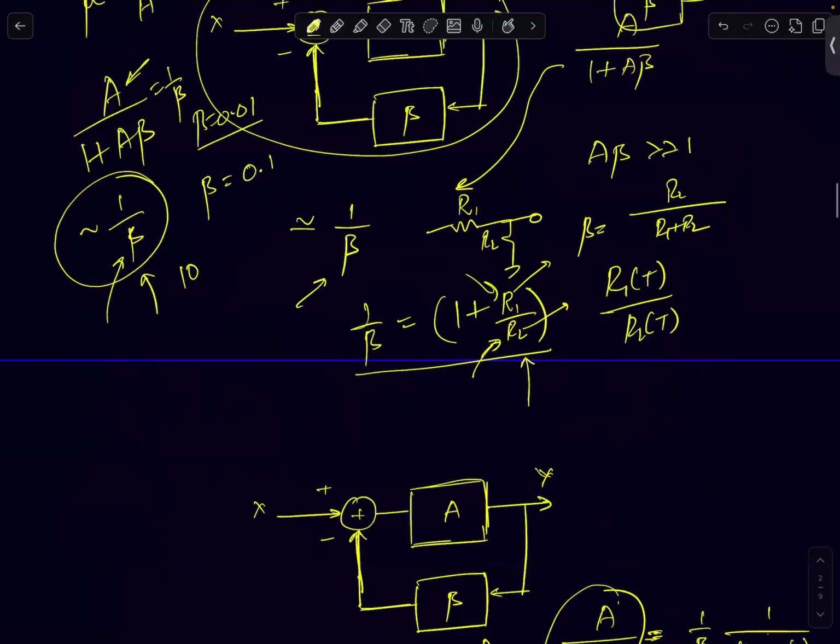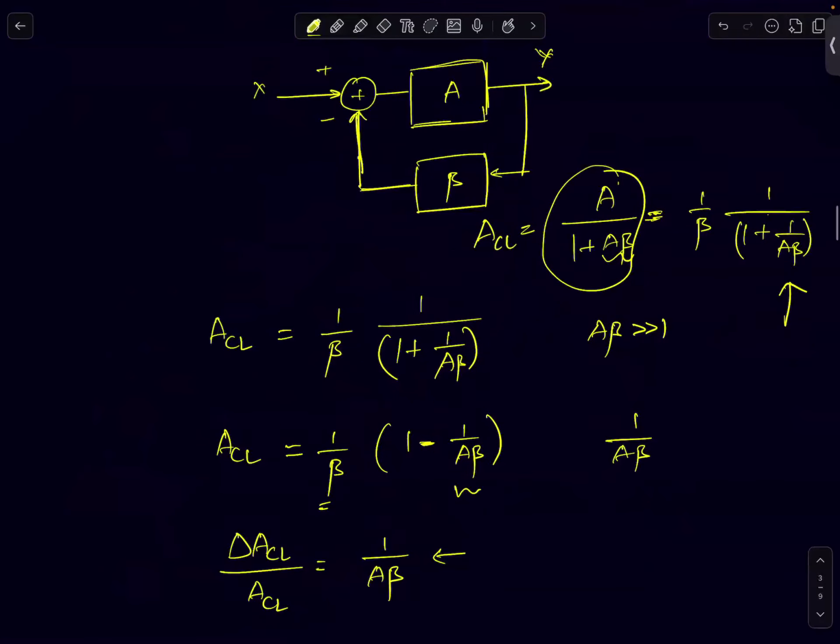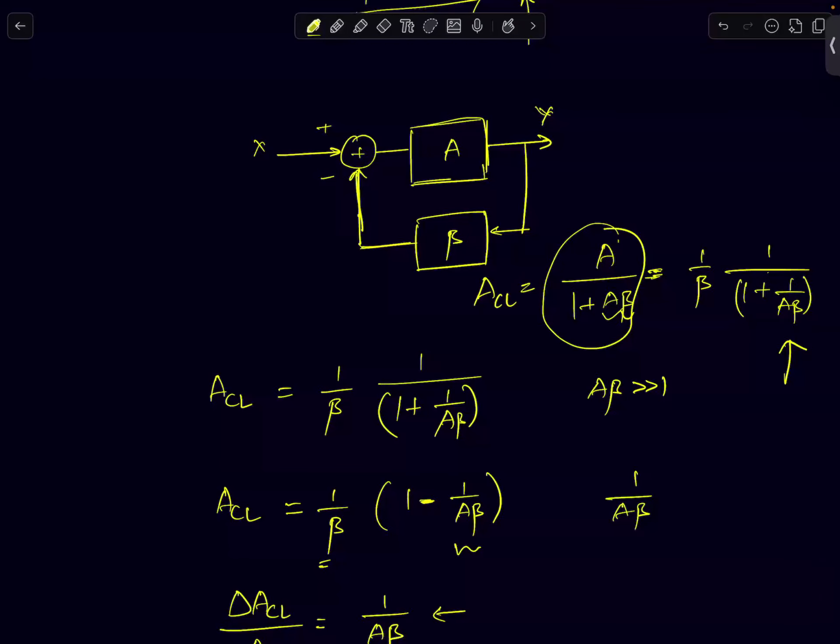And in this result, the closed loop gain becomes 1 by beta into 1 by 1 plus 1 by A beta. So I'm just writing it in this format. You will see why I'm writing it in this format. You'll appreciate it better. Let's assume for the time being that A beta is much greater than 1.